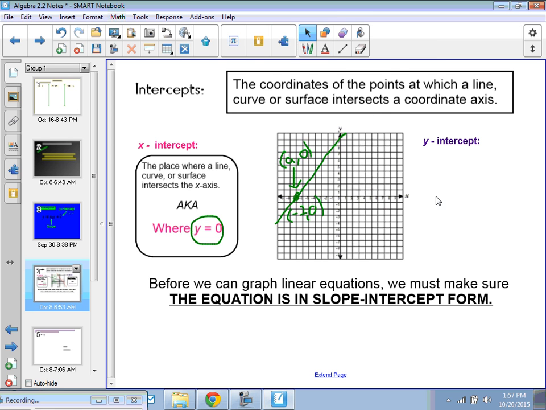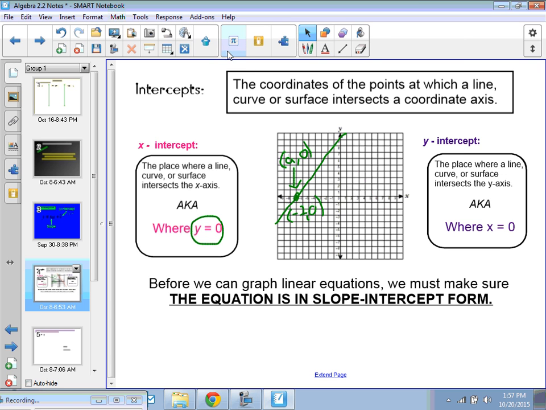Then we have a y-intercept. Our y-intercept is the place where the curve or surface intersects the y-axis, aka where x equals 0. So here's another graph. Draw a line. And again, we write this one as 0, b, because it's where x is equal to 0, so 0 goes first. This one would actually be at 0, and we'll say like 6. We'll get as close as we can.